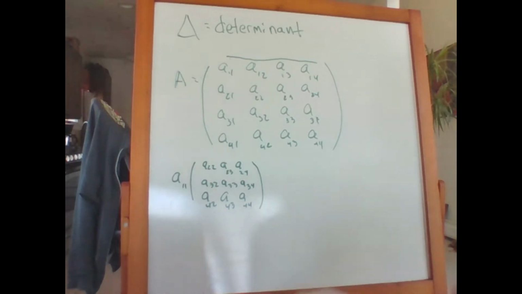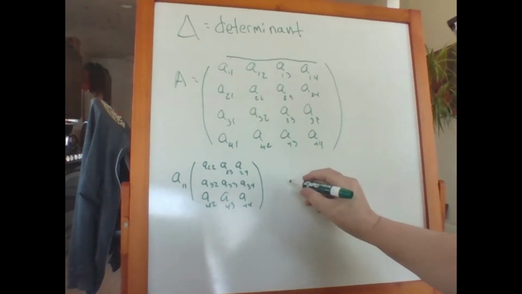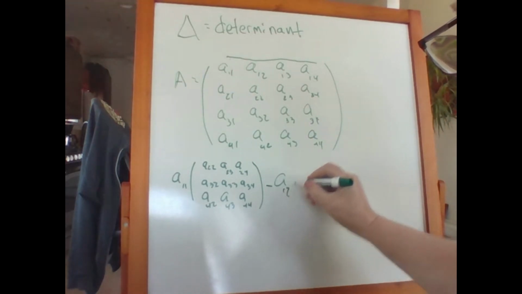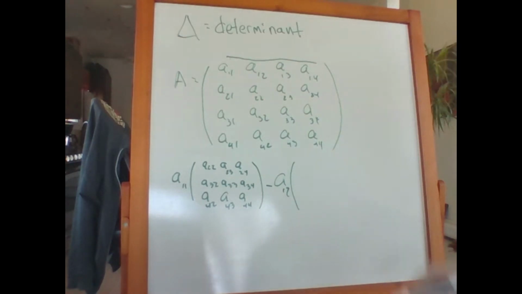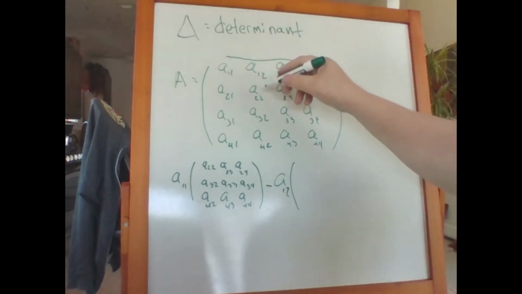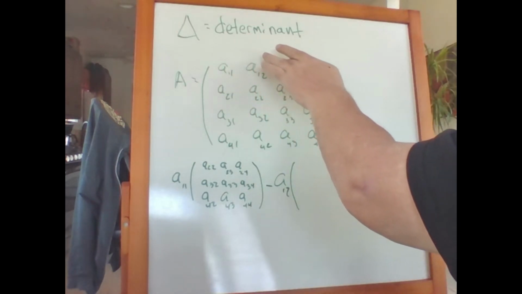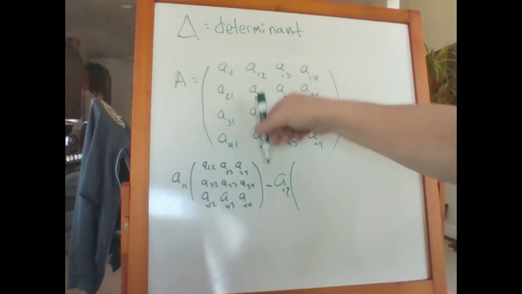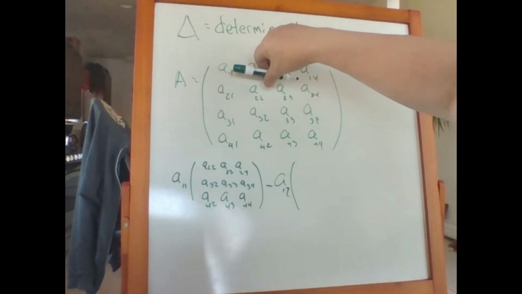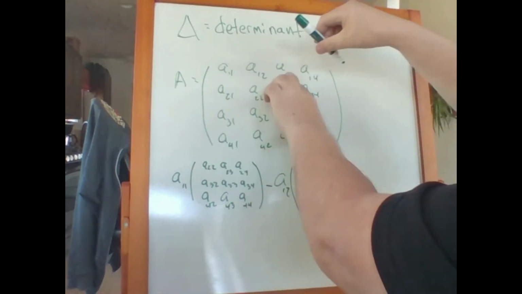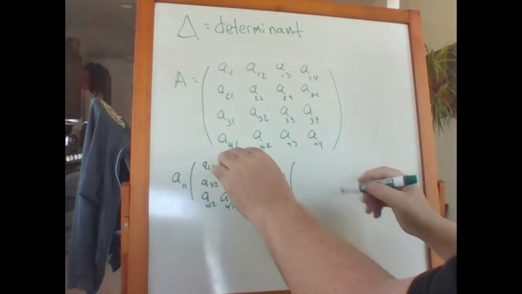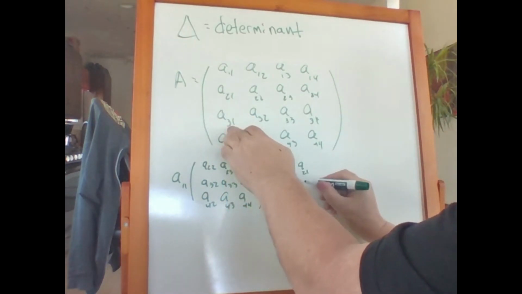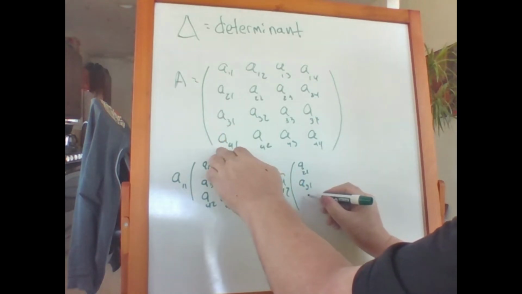So the next one that we're looking for is A12. So we have minus A12 times the determinant, the minor for A12. The minor for A12 would be this top row minus the column A12 is sitting in. So that leaves these three and those six. So we have A21, the minor here is A21, A31, A41.